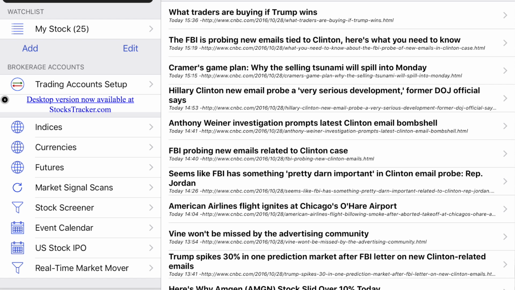Now, to your right-hand side there, you're going to see a ton of news. So what traders are buying if Trump wins? The FBI is probing new emails tied to Clinton. Here's what you need to know. So the news is going to be always filled up with mostly stuff that has to do with the stock market, but also general news stories that are super trending at that time, which right now, obviously, is the Hillary Clinton email thing and, you know, how it's going to benefit Trump and all those types of things. So that's really eating up a lot of that news space on that right-hand side. But you can scroll down there and see all types of things.